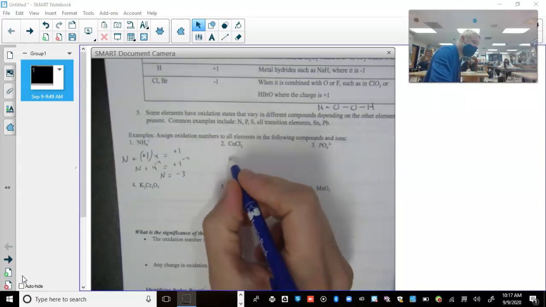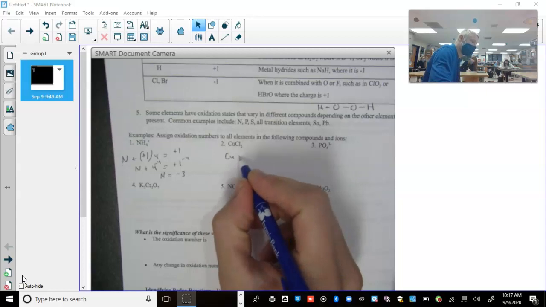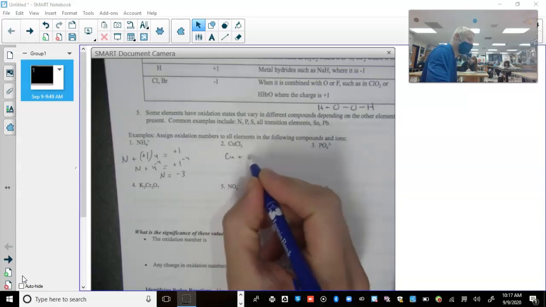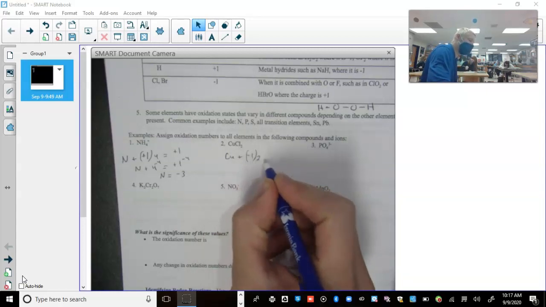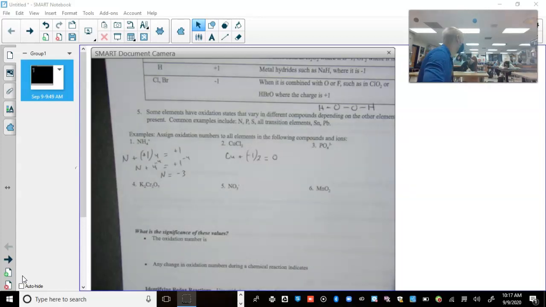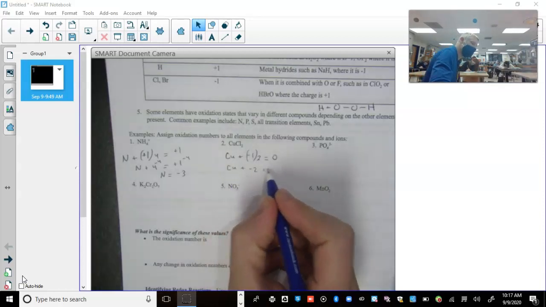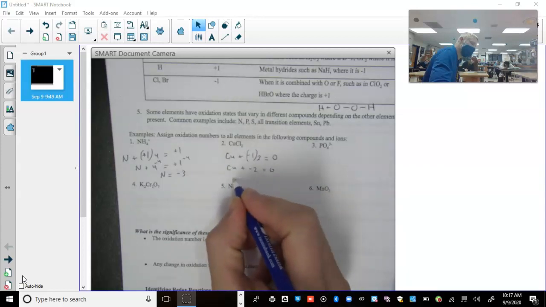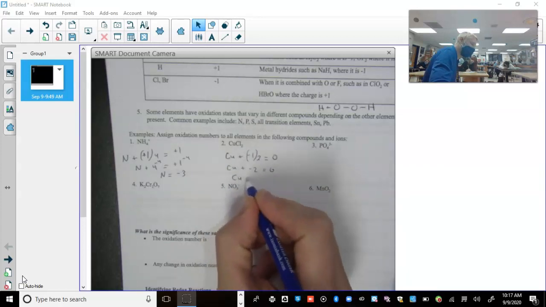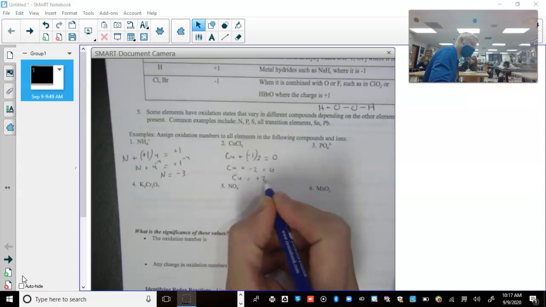So that way copper, we don't know what that is. Until we look at chlorine, we can assume chlorine is -1. There's 2 of them. And 0 is the overall charge of that compound. What did you guys get for the oxidation state of copper? +2.